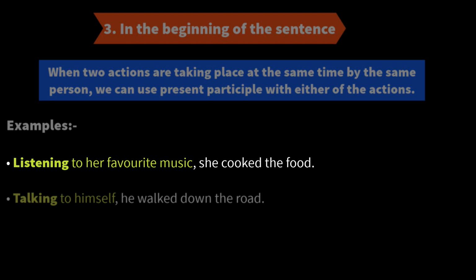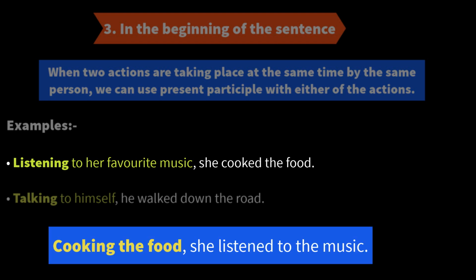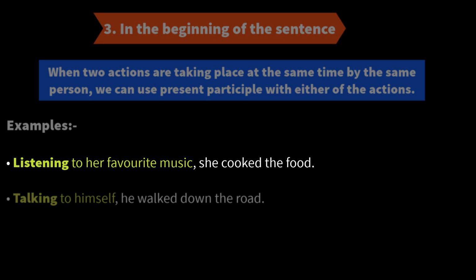Listening to her favorite music, this is the present participle phrase. Starting with the present participle listening, she cooked the food. I can also say cooking the food, she listened to the music. I can say that, right? Now guys, it's a very formal structure, it's a very formal sentence.